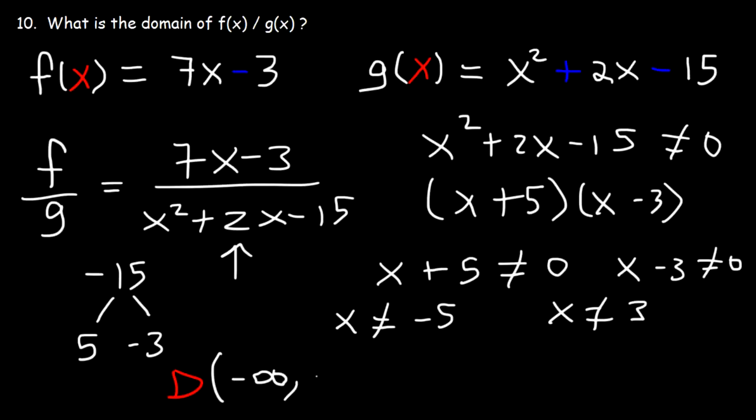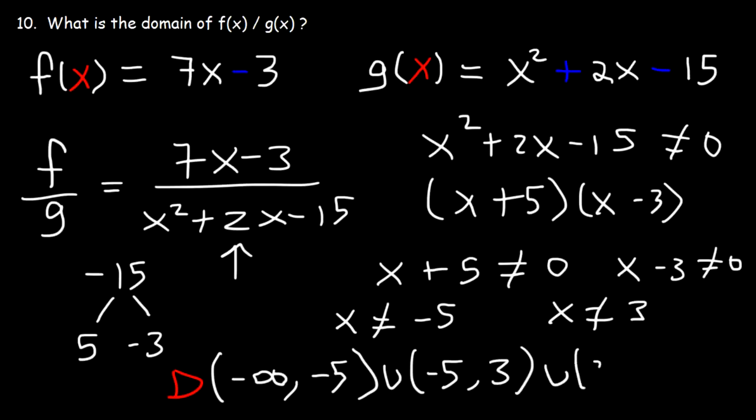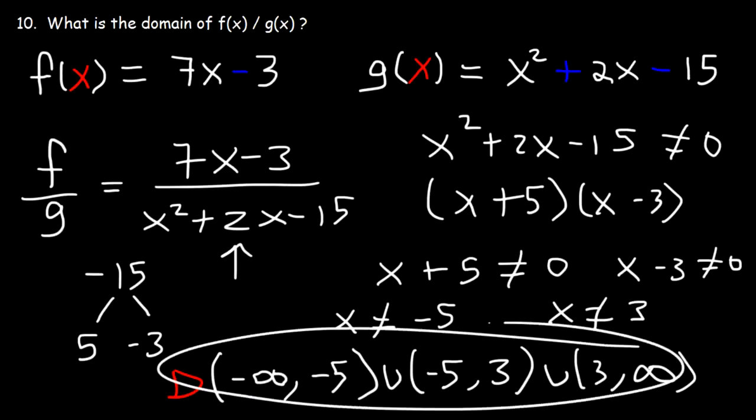Negative infinity to negative 5. That means x could be anything from negative infinity to negative 5, but it doesn't include negative 5. Union, x could be anything between negative 5 and 3, but not negative 5 or 3. And then union, 3 to infinity. x could be anything greater than 3. So that's the domain of f divided by g.